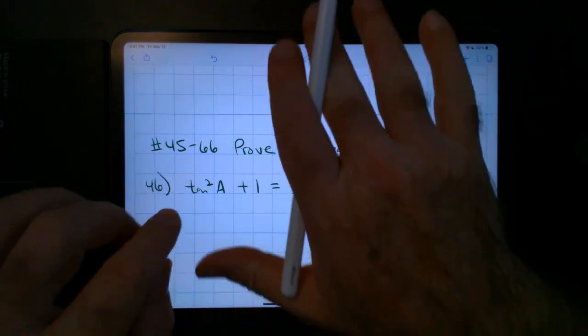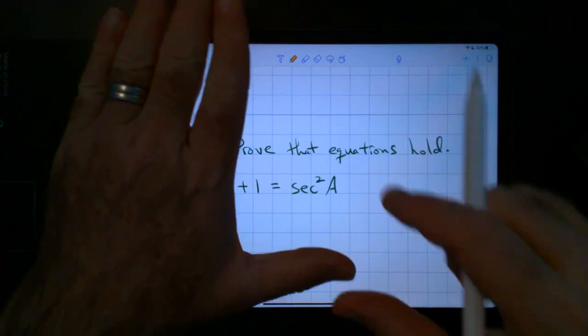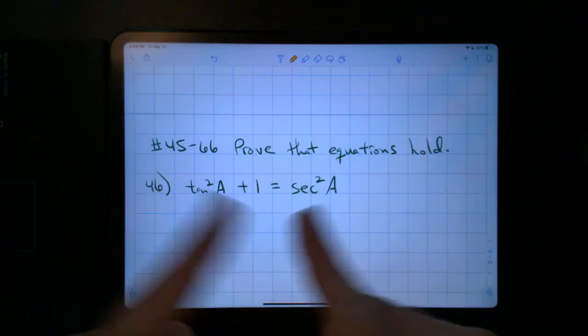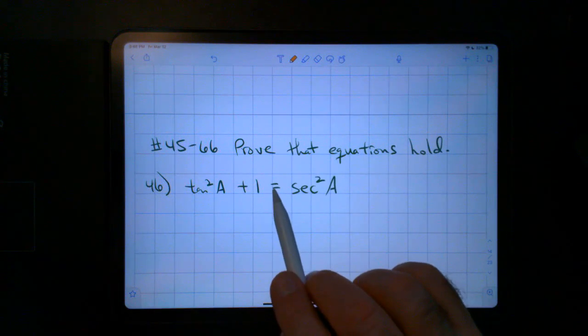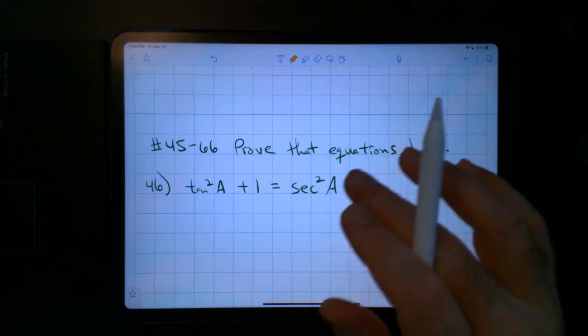So for these, we're just going to focus on one side. Sometimes I'll work on one side and then I'll work on the other side, so long as they meet up somewhere. But you cannot multiply across the equation, since sometimes it is a 0. So tangent squared a plus 1 equals secant squared a.